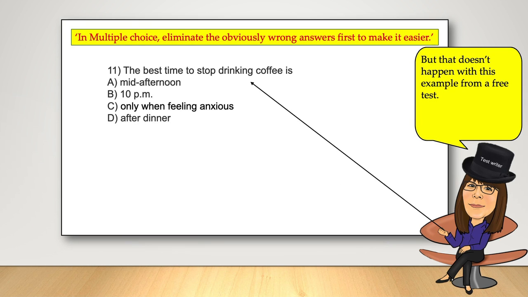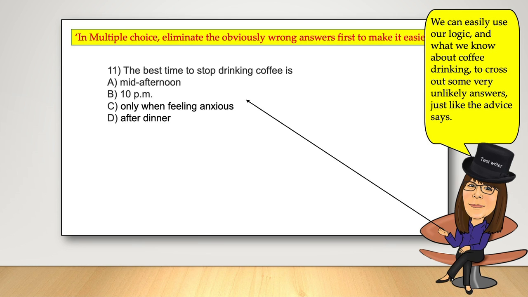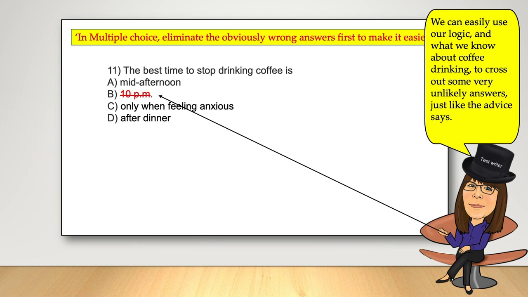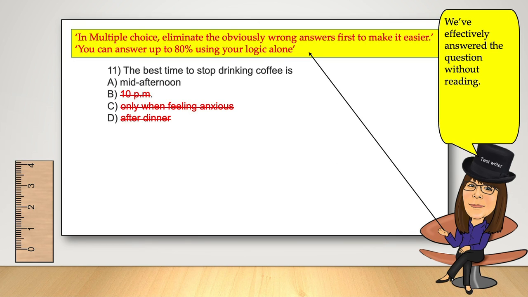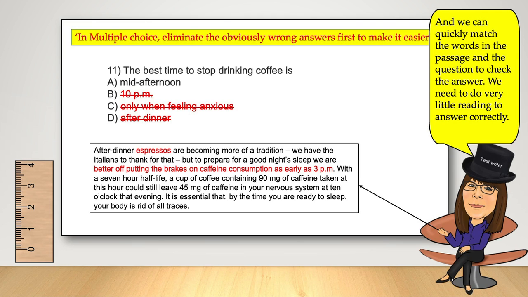But that doesn't happen with this example from a free test. We can easily use our logic and what we know about coffee drinking to cross out some very unlikely answers, just like the advice says. We've effectively answered the question without reading, and we can quickly match the words in the passage and the question to check the answer. We need to do very little reading to answer correctly.